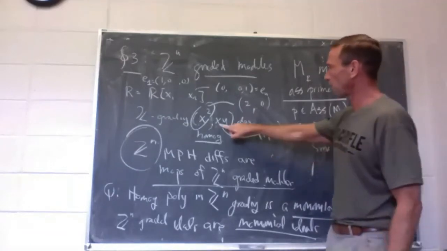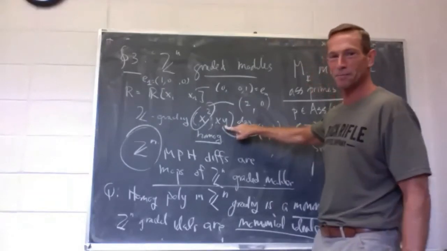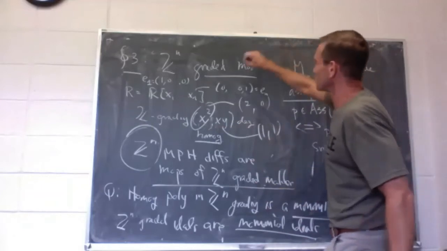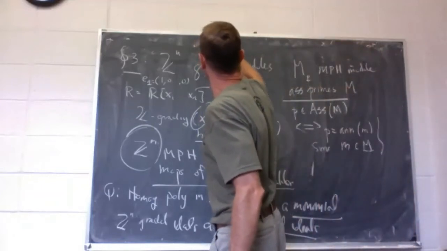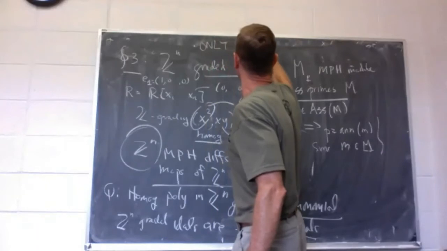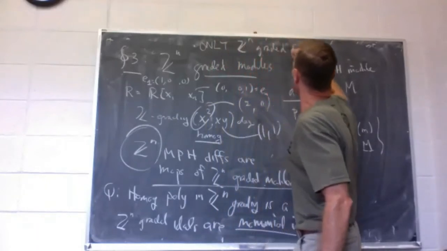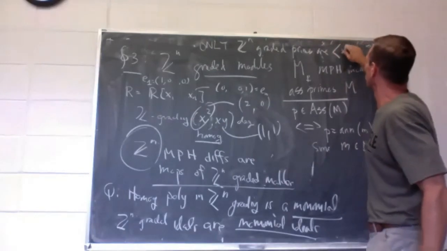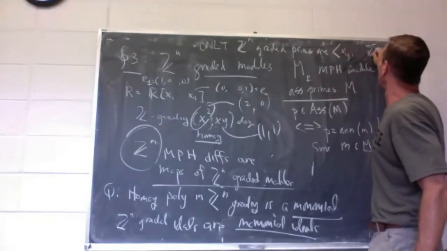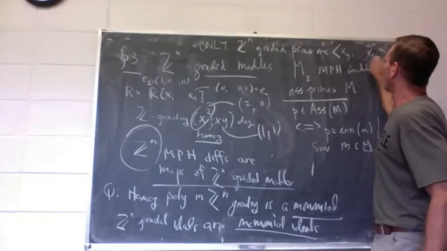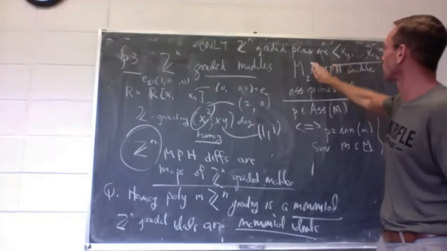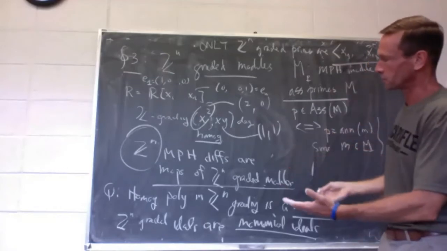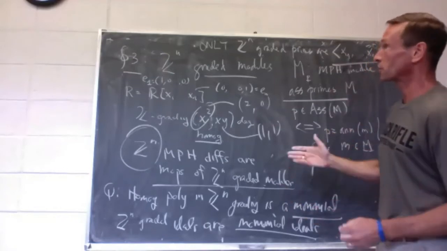Well, as soon as I have a product of things, I'm screwed. That means the only Z^n graded primes are generated by subsets of the variables. And that means that the associated primes of an MPH module are exactly coordinate subspaces, right? And so that gives you the decomposition theorem. And so that's a good place to stop.